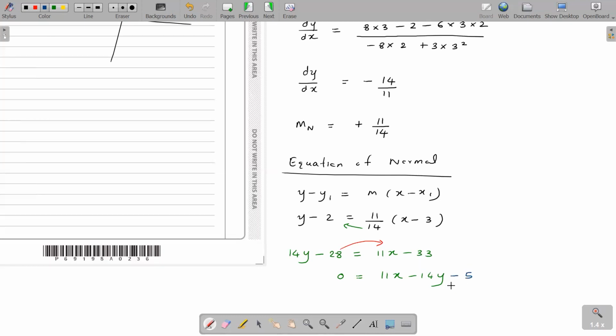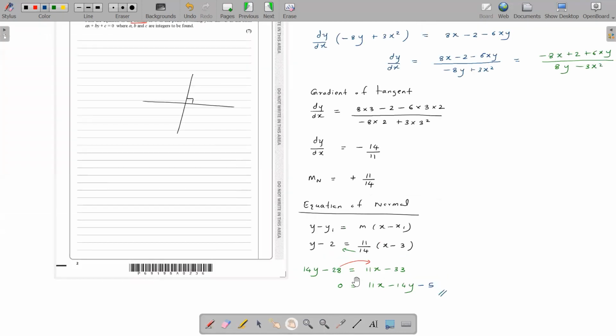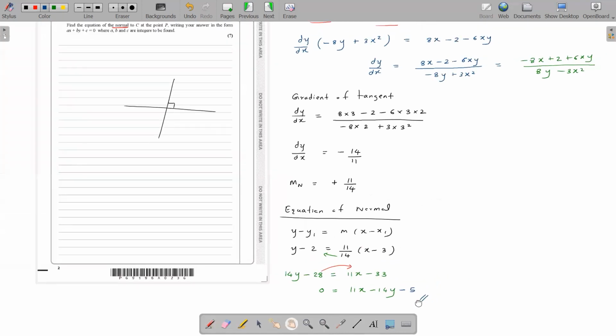-5. So then you get your answer: 11x minus 14y minus 5. Or another person could say -11x plus 14y plus 5. So both of them are okay. So this is the equation of the normal in the form ax plus by plus c equals 0, where a, b, c are integers. Okay, so is this clear?